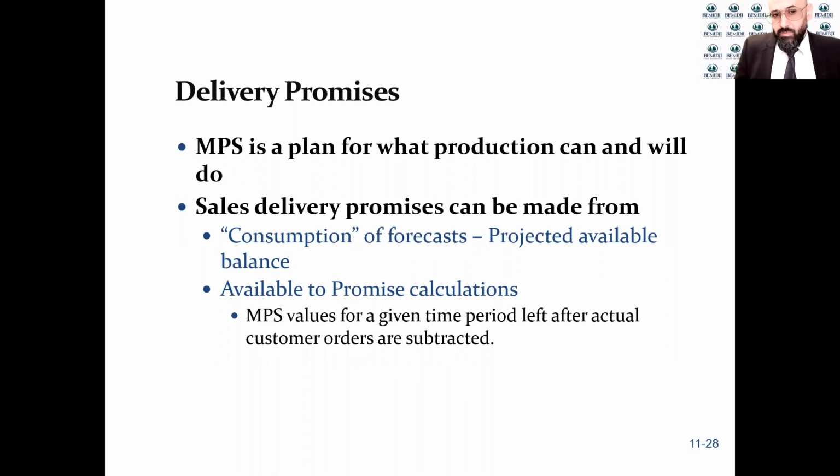Say, I could promise you to send you whatever you want. So in order to make the delivery promises, these are basically coming through the sales who will deliver these promises. We need to look into the forecast, projected available balance, and then we will do the available to promise calculation, which is MPS values for a given time period left after actual customer demand is subtracted. I'll share with you an example here on how to calculate the available to promise.